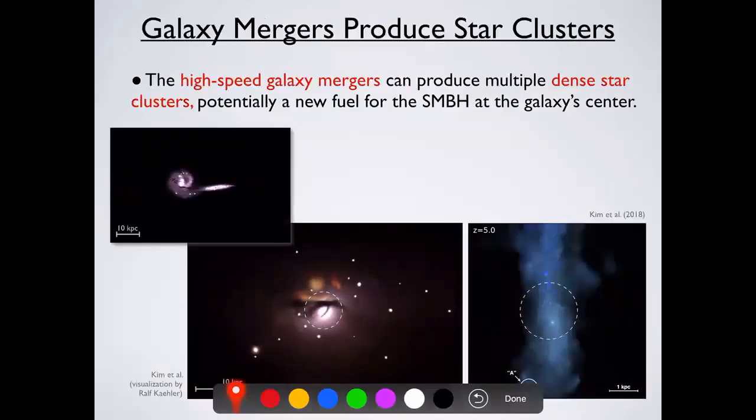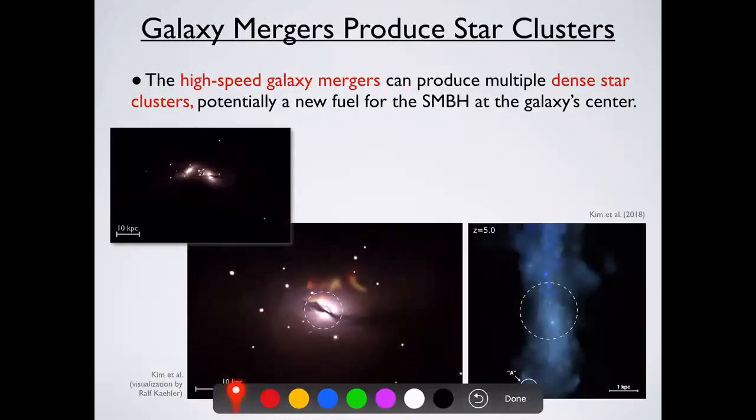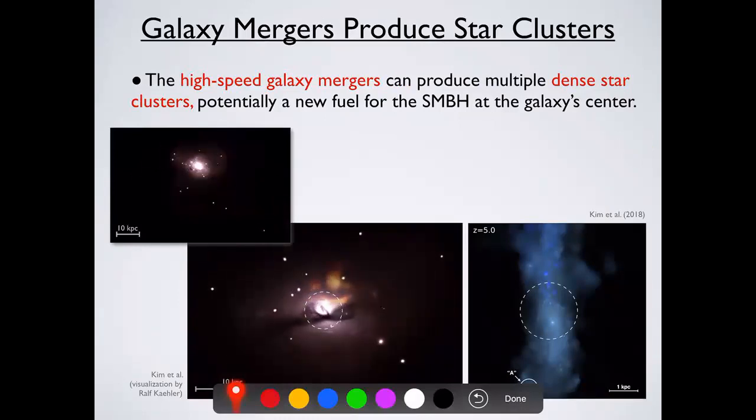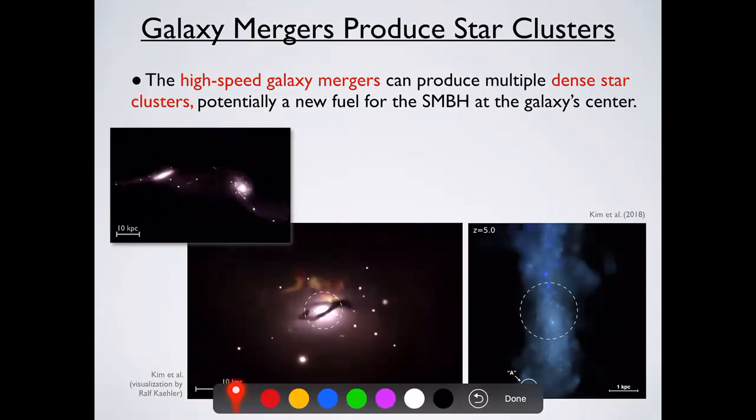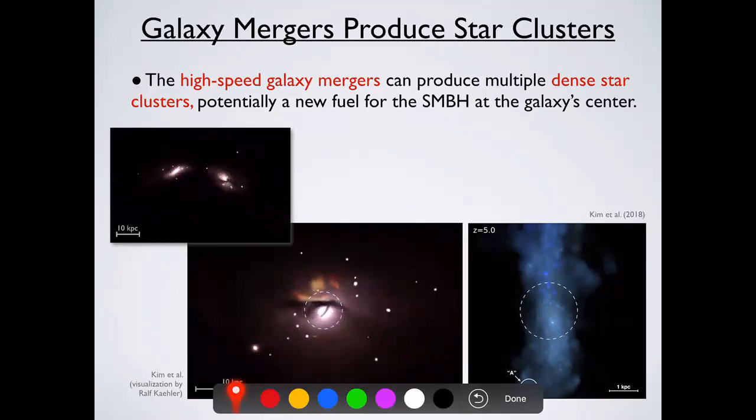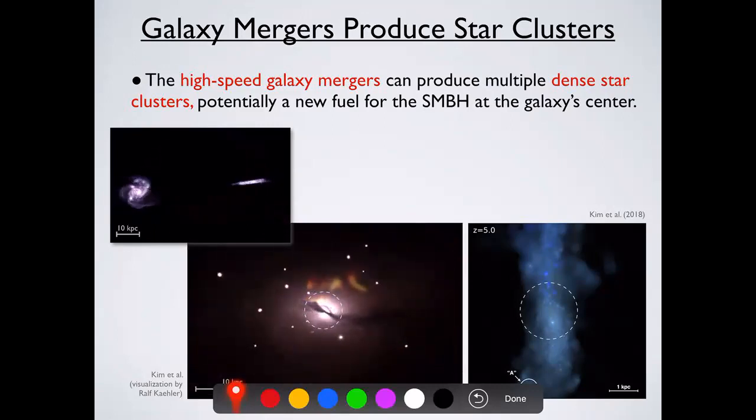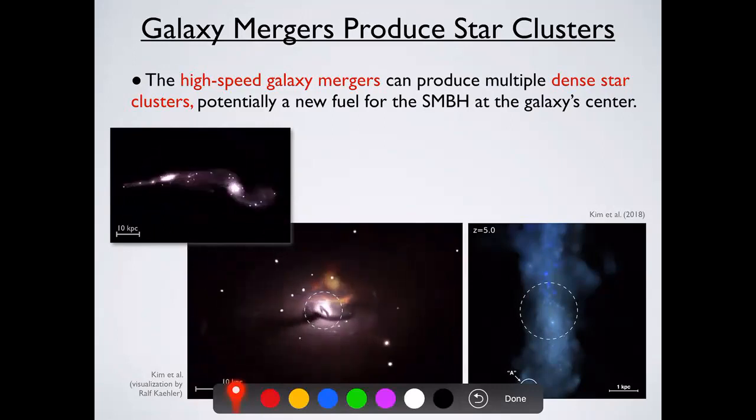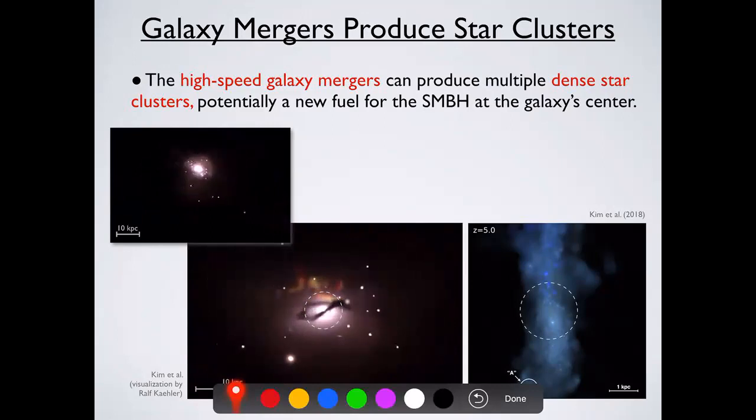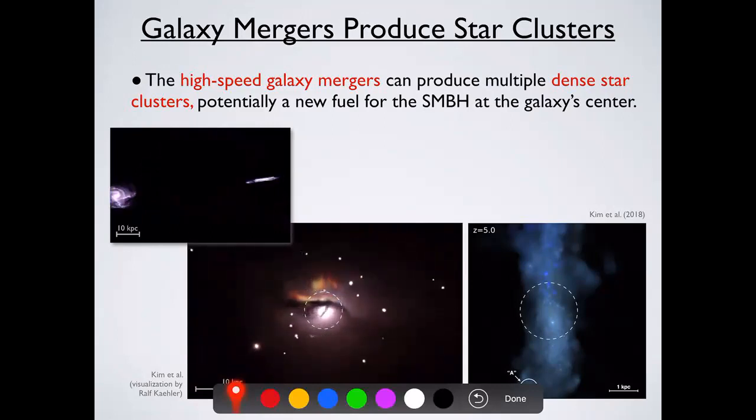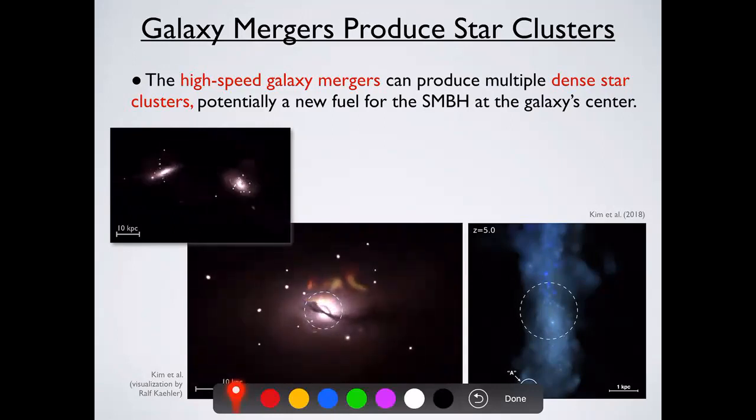And also, I talked about the mergers, the mergers being the driver of the growth of any host galaxy of the supermassive black hole. But the merger of two galaxies can actually create what's called a star cluster. It's a collection of thousands, tens of thousands, millions of stars. Because the high-speed galaxy merger can compress the intervening gas to a level where the density is high and it fragments.